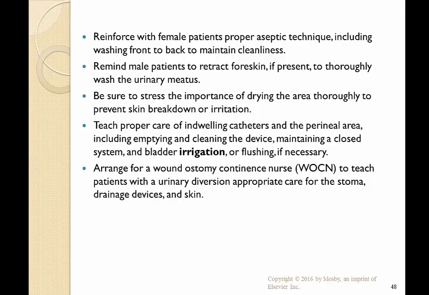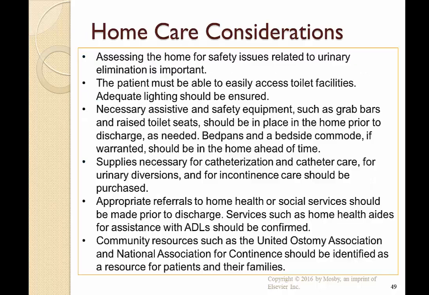And if the patient happens to be getting bladder irrigation or flushing, we would need to teach the family that as well. So, home care considerations, safety issues: can they get to the toilet easily? What assistive or safety devices do they need? What supplies do they need at home? And appropriate referrals and community resources.